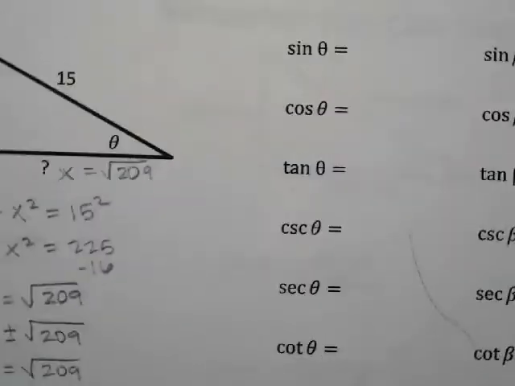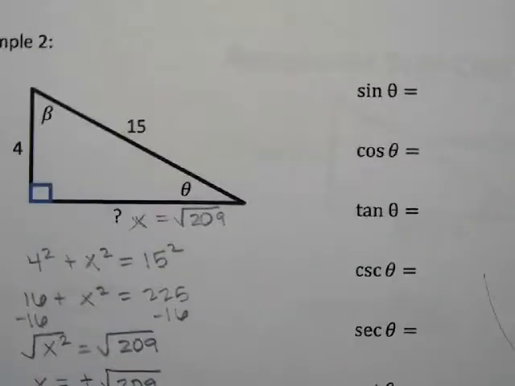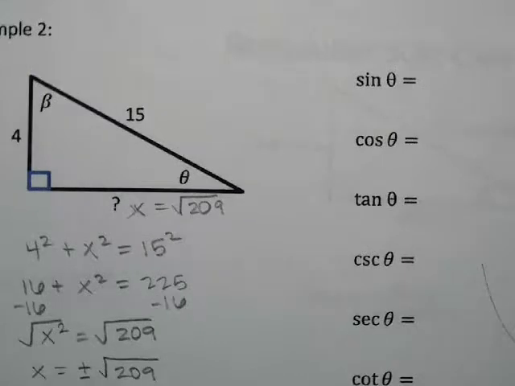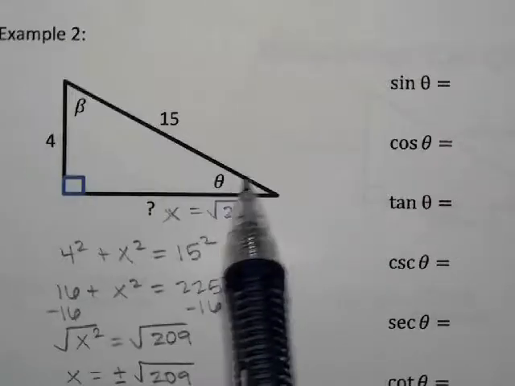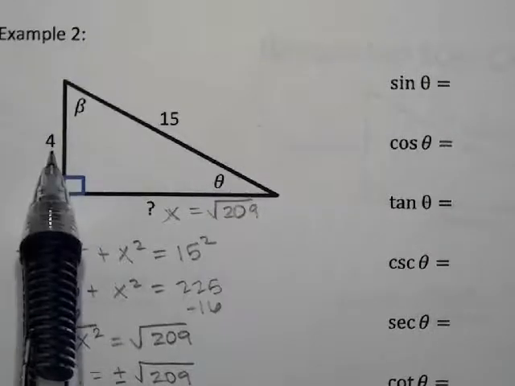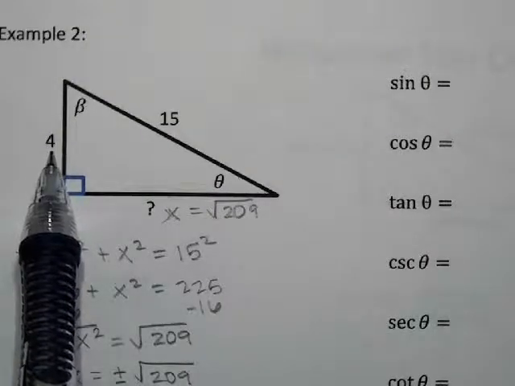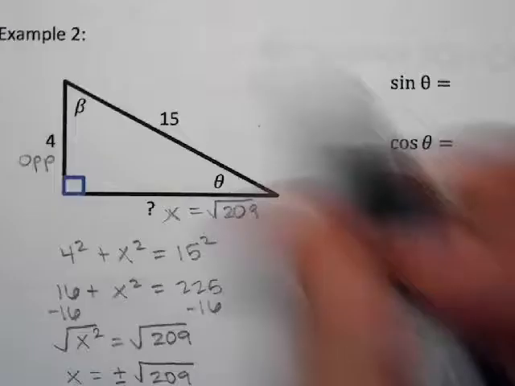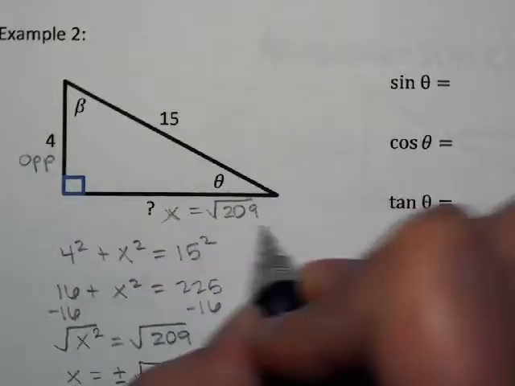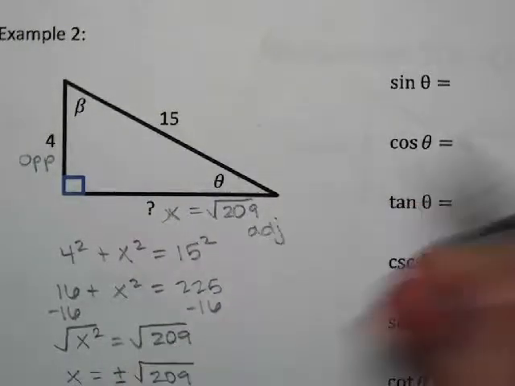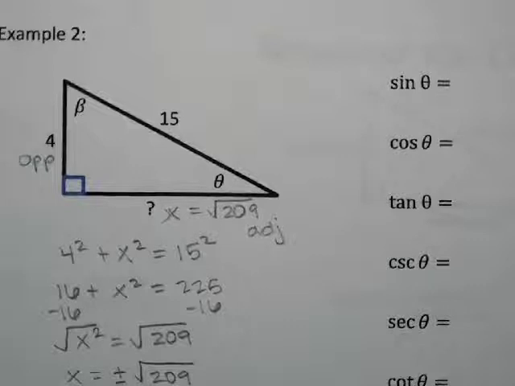All right. So, let's get started first with the theta. So, if the theta is the angle that we're looking at, the 4 is called what? What side is that going to be called? Opposite side. And the x is going to be called what? Adjacent. And the 15 is always called what?